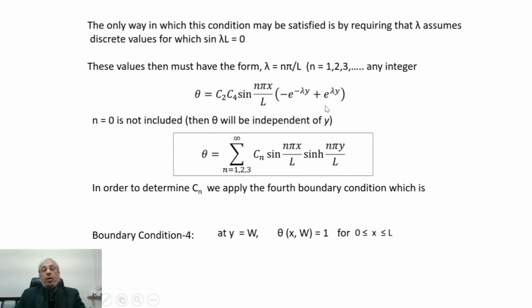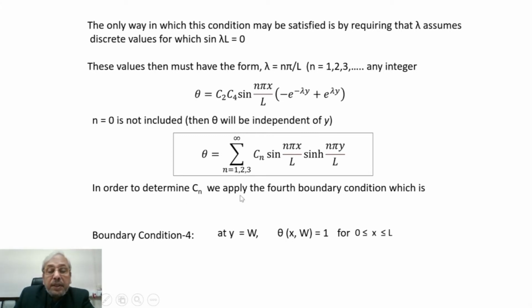Okay, so this will be e to the power lambda y minus e to the power minus lambda y by 2, which is sin hyperbolic lambda y, and lambda is n pi by L. So this part is sin hyperbolic n pi y by L. So this is the complete solution, but in this solution still one unknown is there, which is Cn.